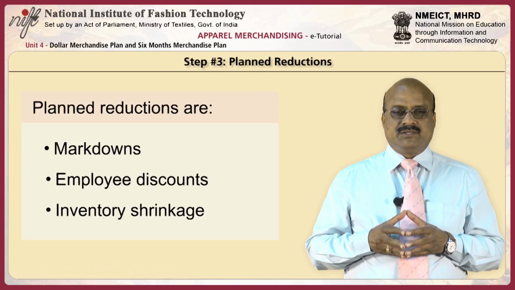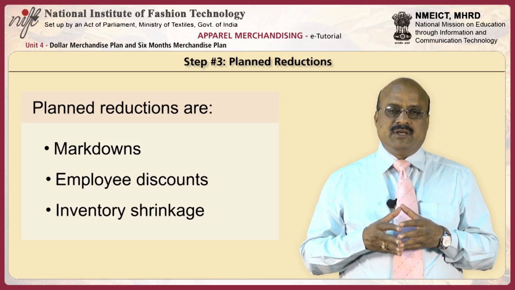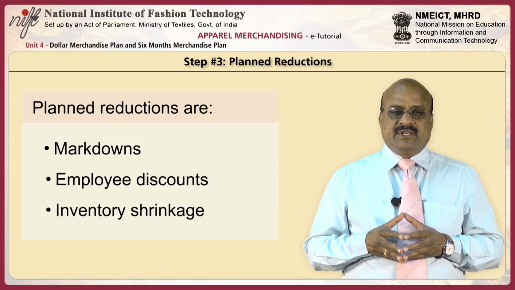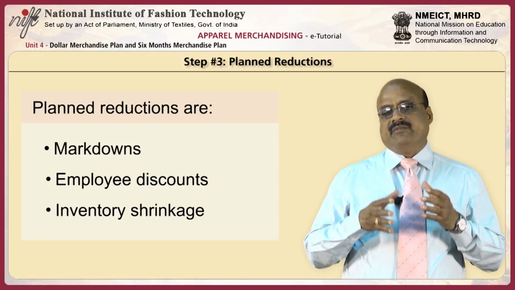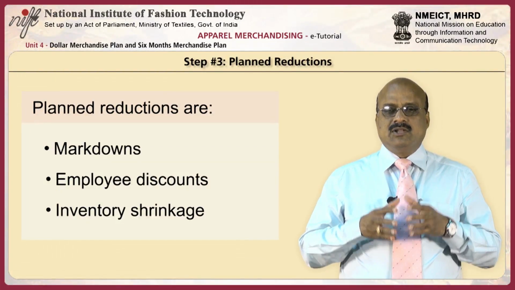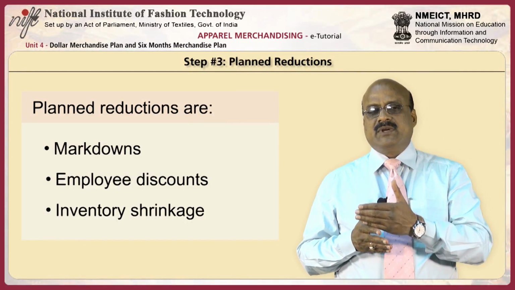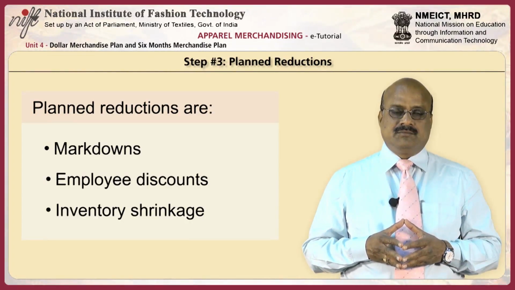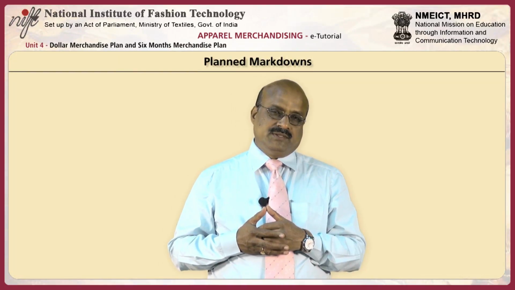Then planned reductions. Markdowns, employee discounts, and inventory shrinkage come under the heading of planned reductions. These 3 figures affect our gross margin, so they must be considered when calculating department and class profitability. Since they also affect inventory levels, they must be projected to ensure enough merchandise is on hand to attain forecasted sales levels. Taking any markdown is a difficult task for most retailers to face.